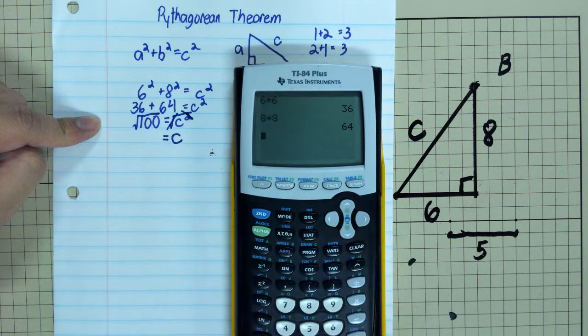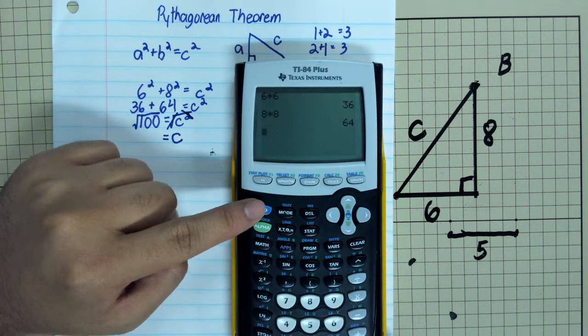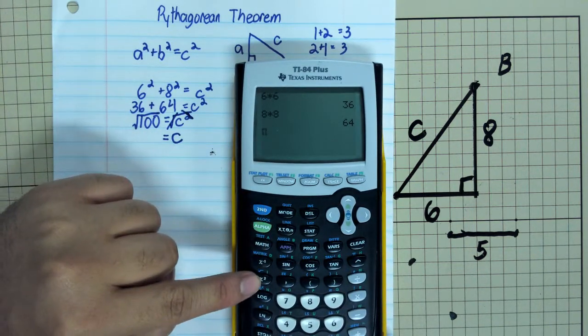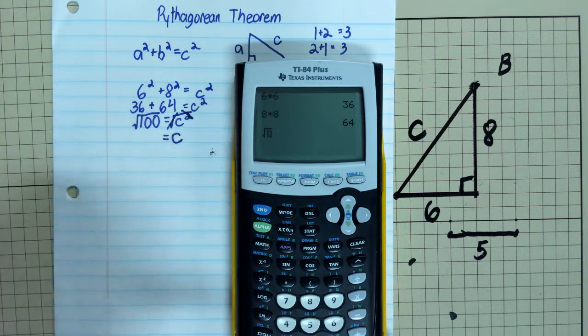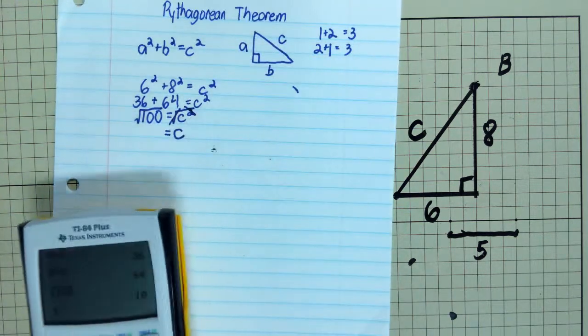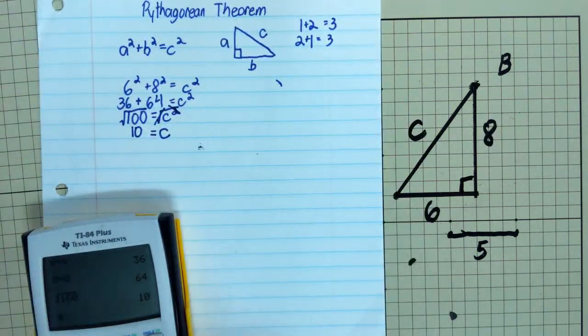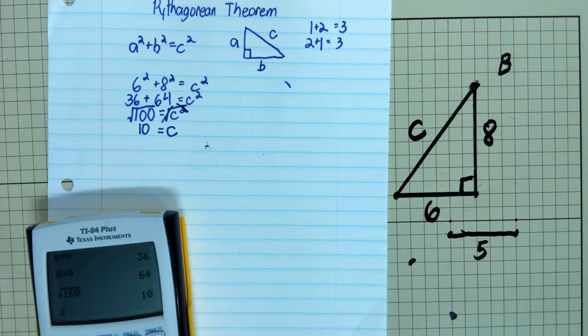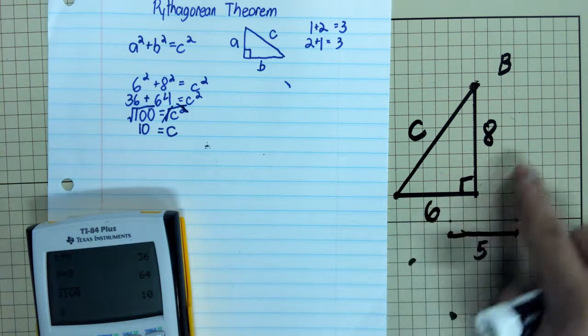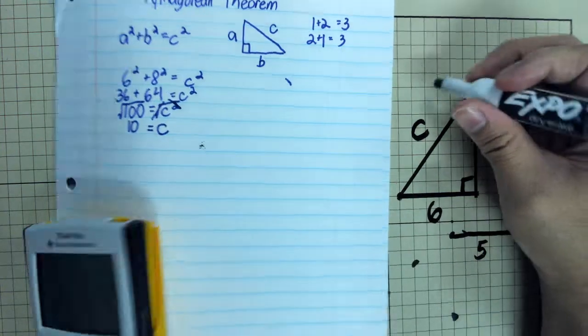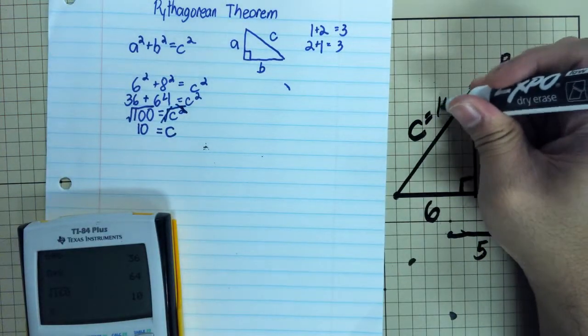On the calculator, square root can be found by pressing second x squared. So that gives you your square root symbol. Type in 100, which gives you 10 as I mentioned. So through the Pythagorean theorem, this tells me that in a triangle with these side lengths 6 and 8, c right here is going to be 10.